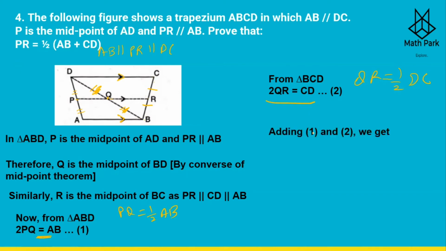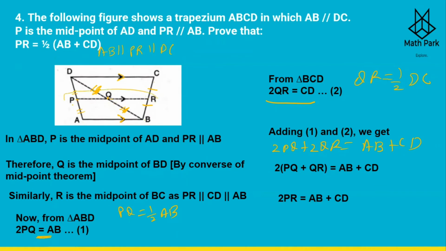Now, if we add these two equations, you get 2 PQ plus 2 QR is equal to AB plus CD. Taking 2 common, 2 times (PQ plus QR) is equal to AB plus CD. But PQ plus QR is nothing but PR. That is how you get 2 PR is equal to AB plus CD. This 2 moves over here, so you get PR is equal to half of (AB plus CD). So this is how we have done question number 4.